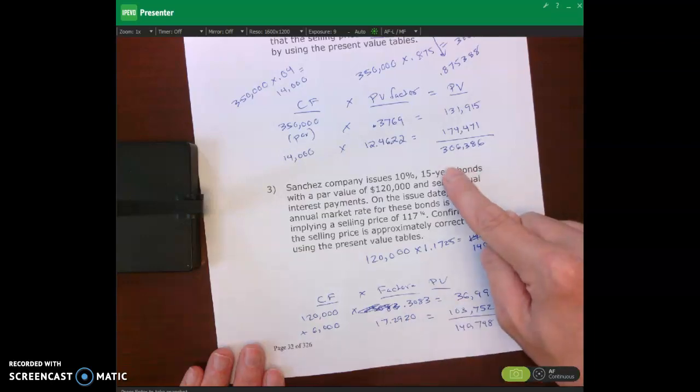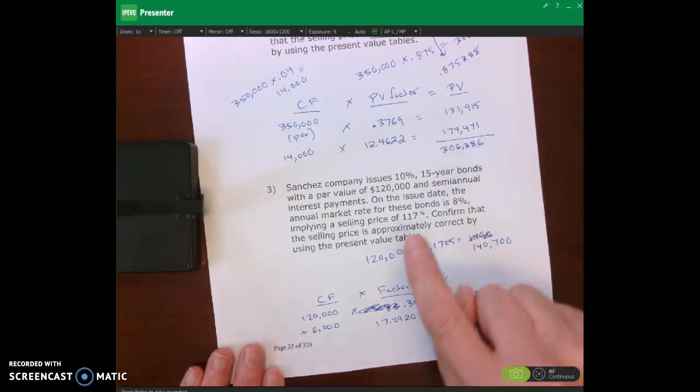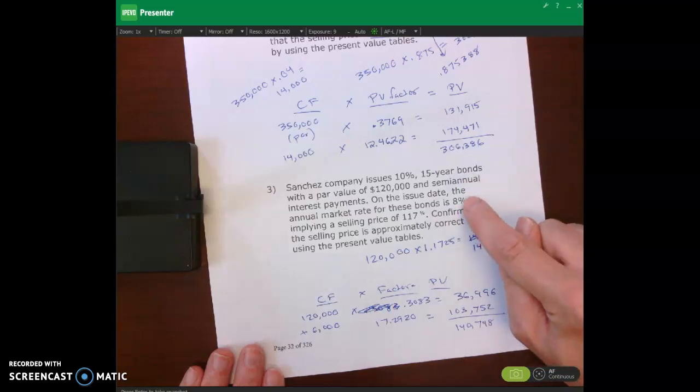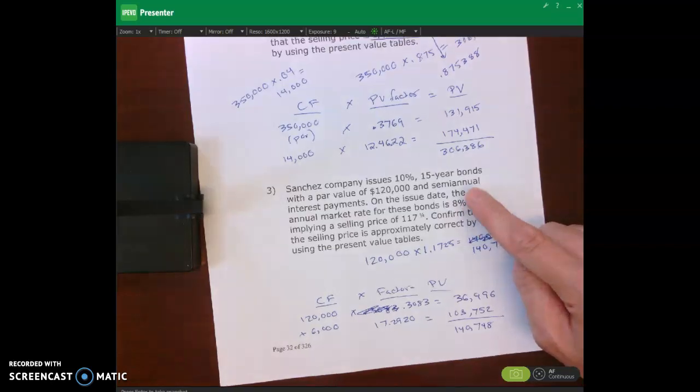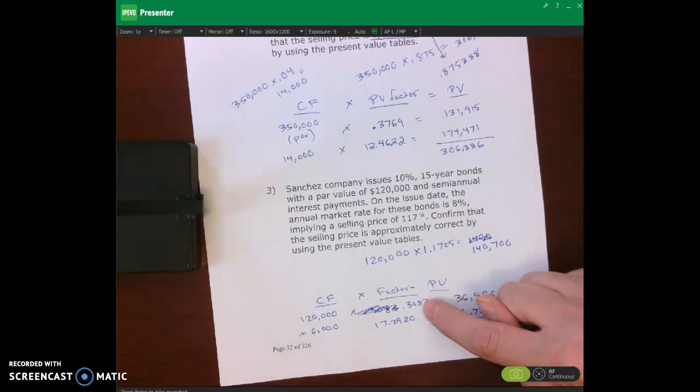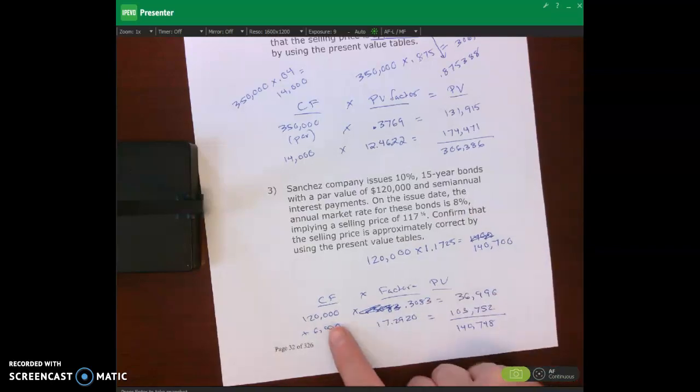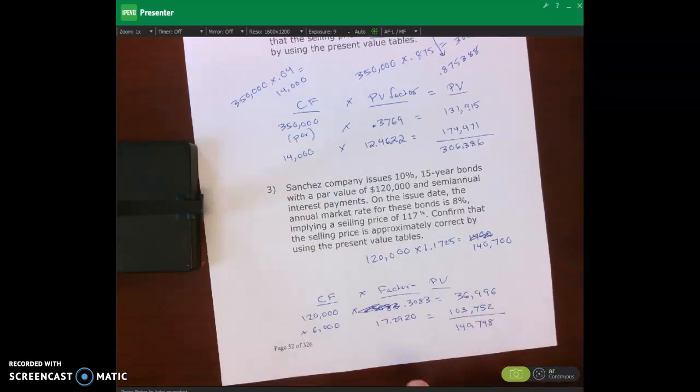30 periods, and then 4%. 30 periods, 4%, because we have to use the market rate of return as the discount rate. And this is annual, so it's 4% every 6 months. 30 periods, 4%, this is the factor. Cash flow times factor equals present value.